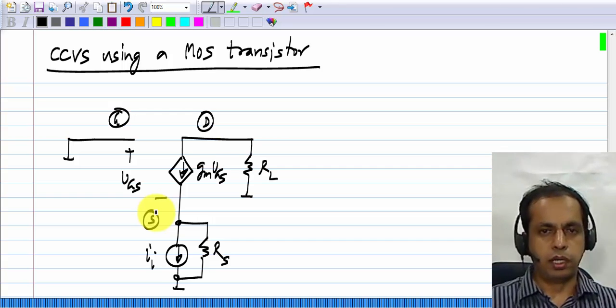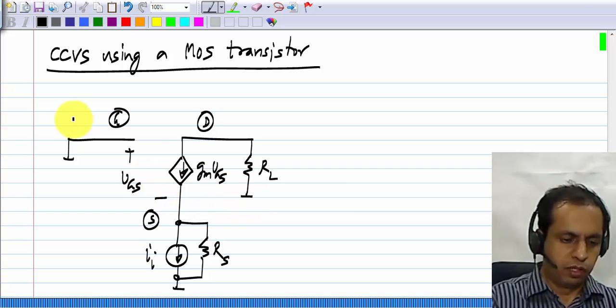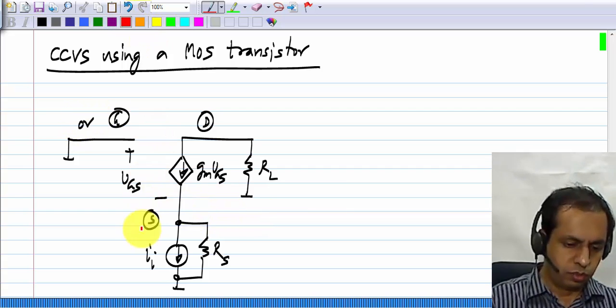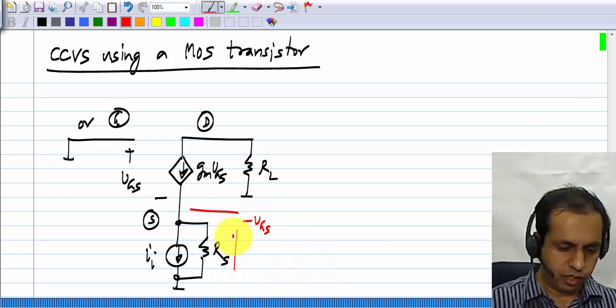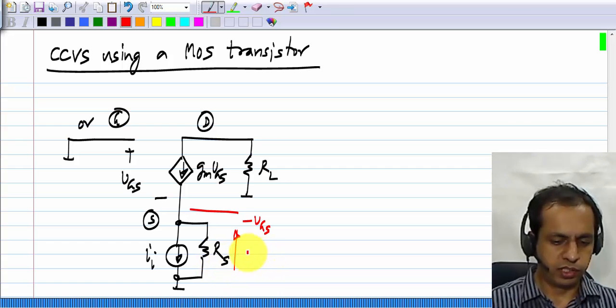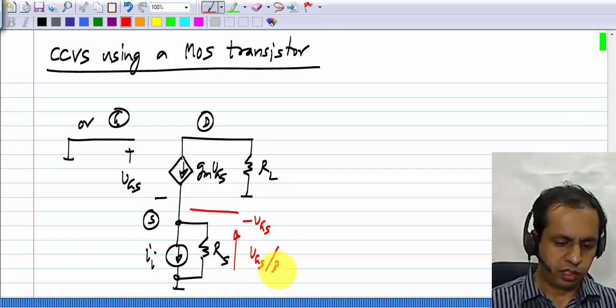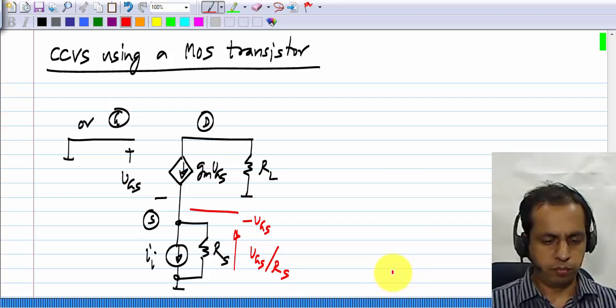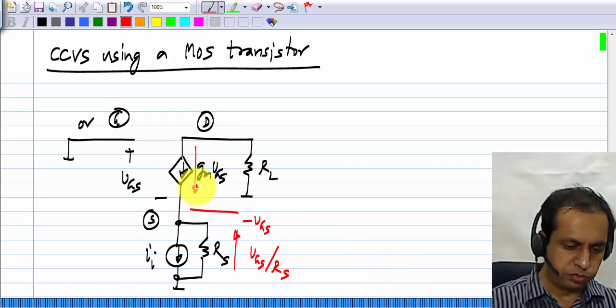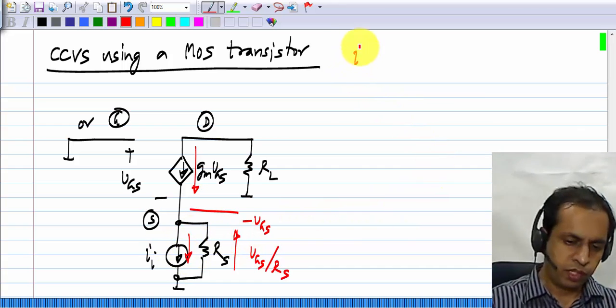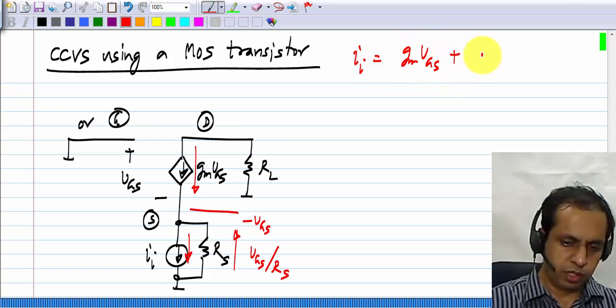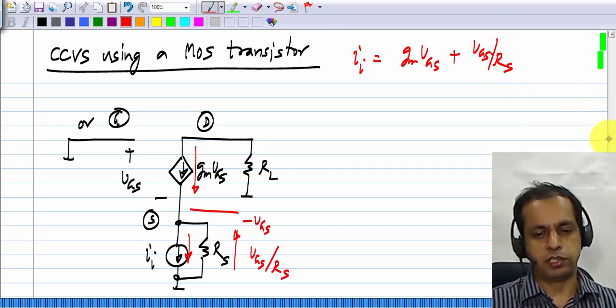Now we can do the analysis properly. If we take VGS as this variable, this is at 0 volts, so the voltage at the source terminal is minus VGS. The current flowing in RS is upwards, and it's equal to VGS by RS. The sum of these two, GM times VGS and VGS by RS, equals II. So II equals GM times VGS plus VGS by RS.